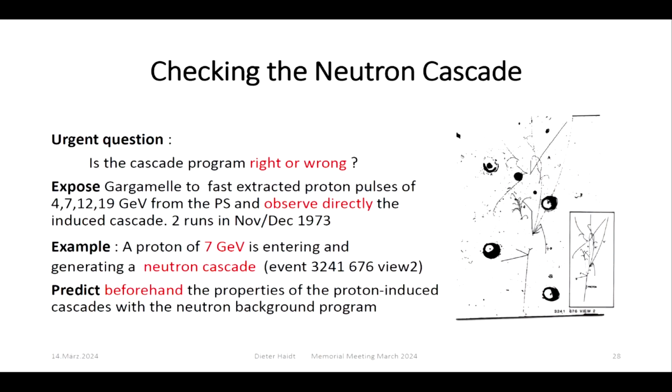Now, the situation for the collaboration and for CERN became rather critical. It boiled down to the question: is the cascade program right or wrong? We need a decision. And this was obtained by sending pulses from the PS, proton pulses, directly into the chamber. So you can see with your eyes what the cascade is. And at the right side, you see a beautiful example of a 7 GeV proton entering, generating a very clear cascade. I had to make the prediction beforehand of what to be observed with these events. So it was clear what could happen.